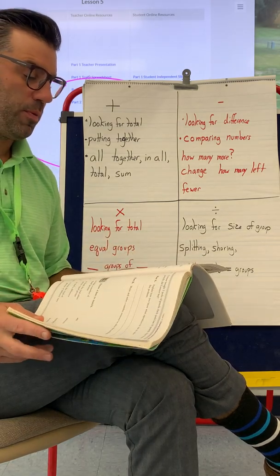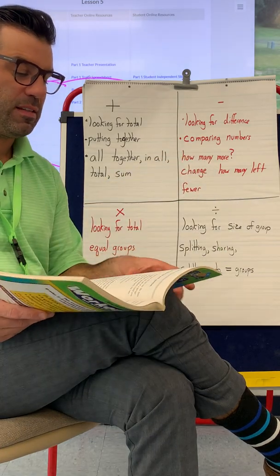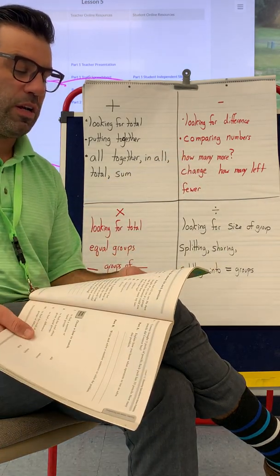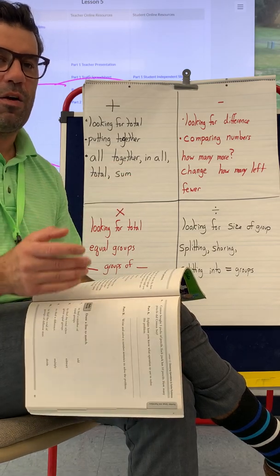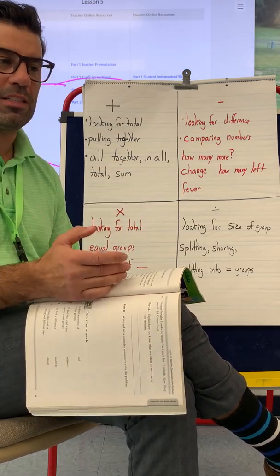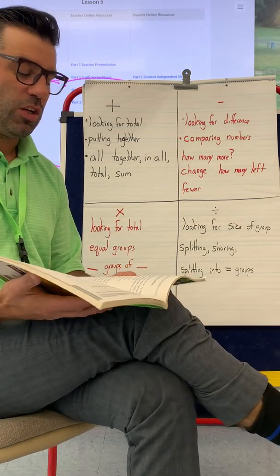Let me read you one more. A roll of mints has 10 mints. How many mints are in 4 packages? So each one has 10. 4 groups, or 4 packages, 4 groups of 10. If you're thinking multiplication, you're right.